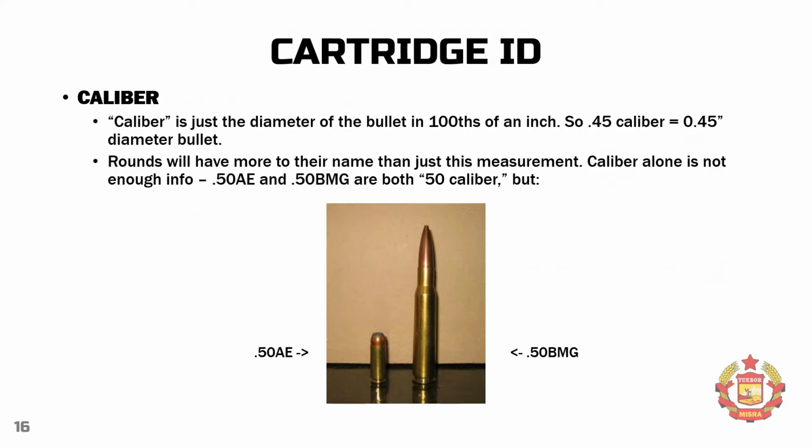Here in the picture, we can see a 50 caliber AE and a 50 BMG. Both are 50 caliber, but I don't think you would want to fire one of those in a gun made for the other.